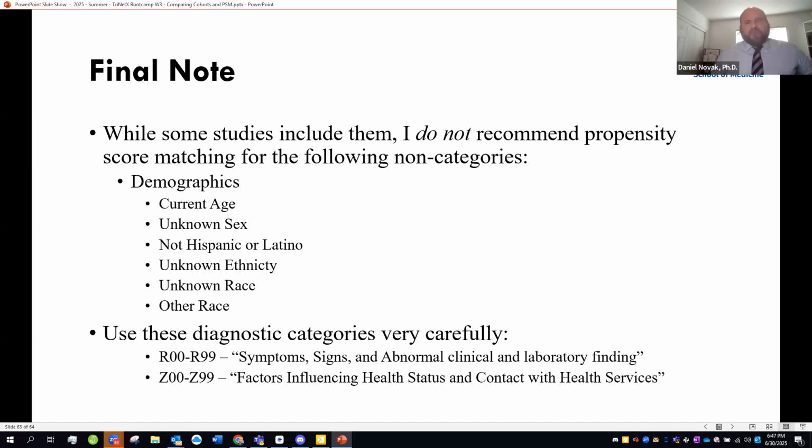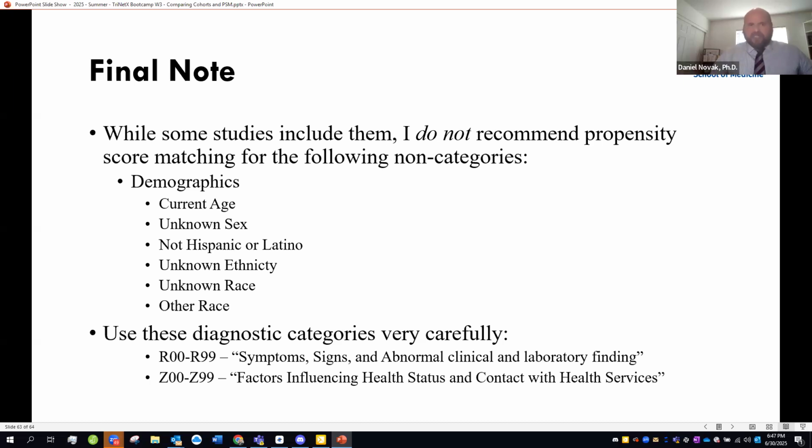Another one is unknown sex. Don't use it, because it doesn't mean the person doesn't know their sex. It means there's no record of what sex that person has on their record, because either the health system didn't collect it or they didn't check that box. It does not mean transgender or anything else. Same with not Hispanic or Latino. It's not a characteristic worth using.